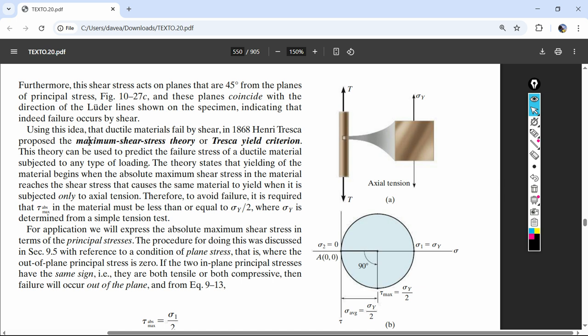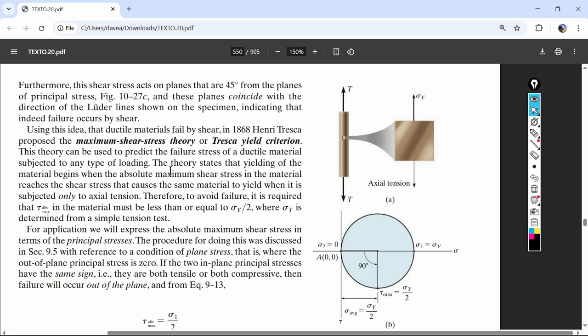Using this idea that ductile materials fail by shear, in 1868, Henry Tresca proposed the maximum shear stress theory, or Tresca yield criterion. This theory can be used to predict the failure stress of a ductile material subject to any type of loading. The theory states that yielding of the material begins when the absolute maximum shear stress in the material reaches the shear stress that caused the same material to yield when it is subject only to axial tension.